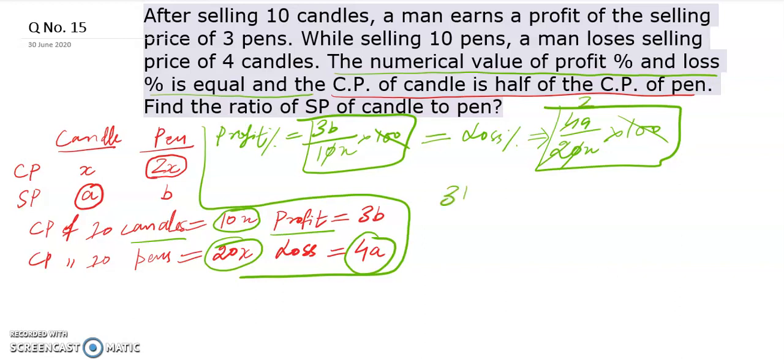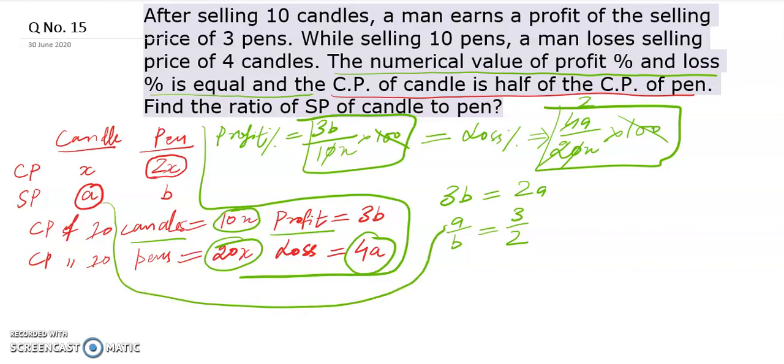So we get 3B is equal to 2A. So A by B will be 3 by 2. Now A is our selling price of 1 candle and B is our selling price of 1 pen. We need to find the ratio of SP of candle to pen. So SP of candle is 3 and SP of 1 pen is 2. So our ratio is 3:2. So this is our answer.